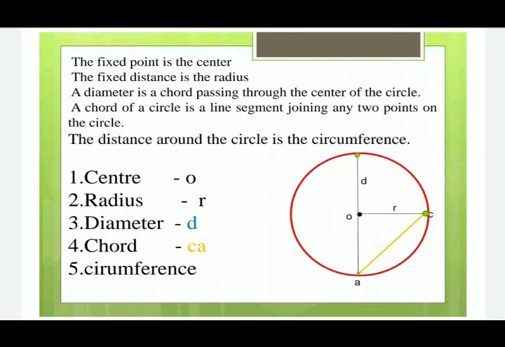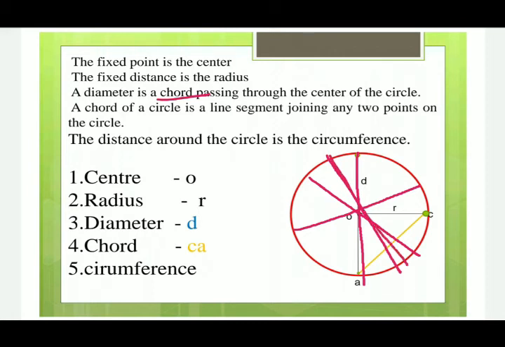Here you can see this line is the diameter. If I draw a line, then this is also a diameter. If this line is drawn, then this is also a diameter. This is also a diameter. So any line passing through the center of the circle is called a diameter. This line is called a chord.